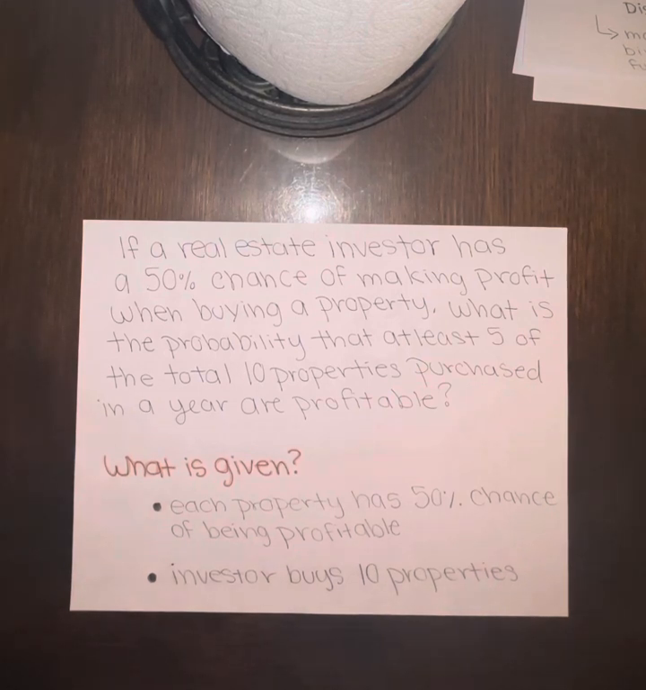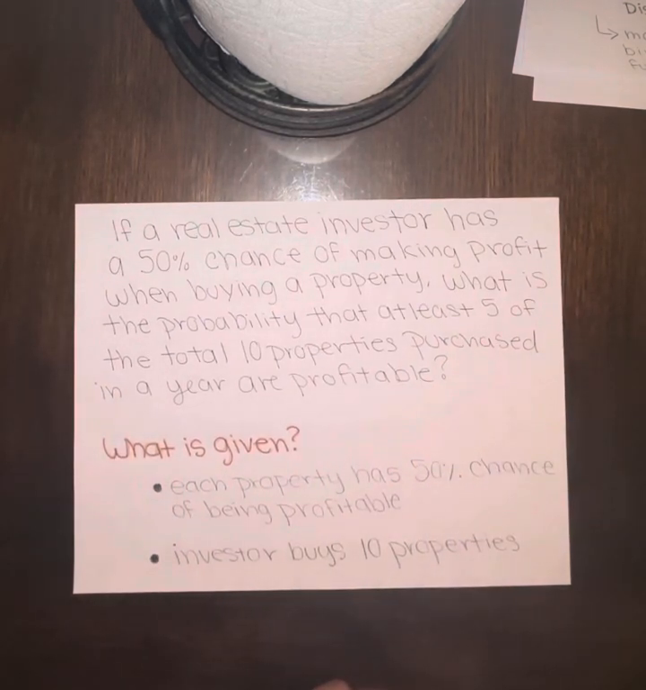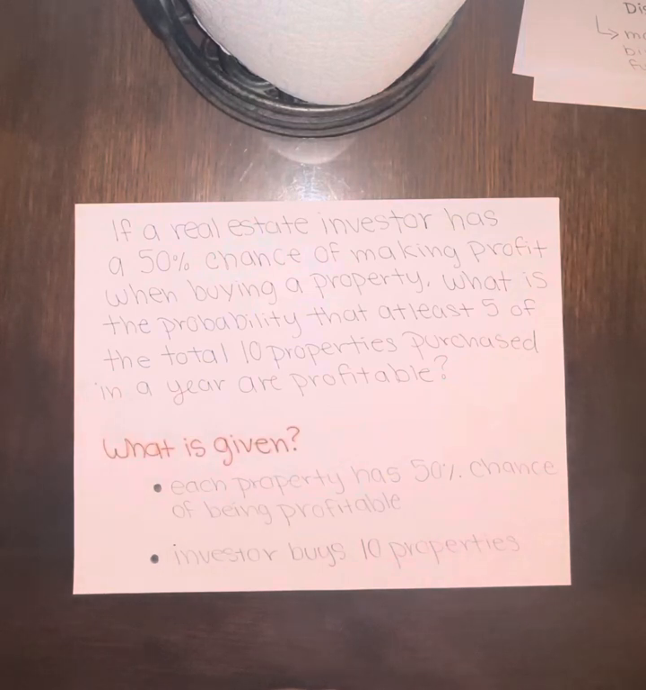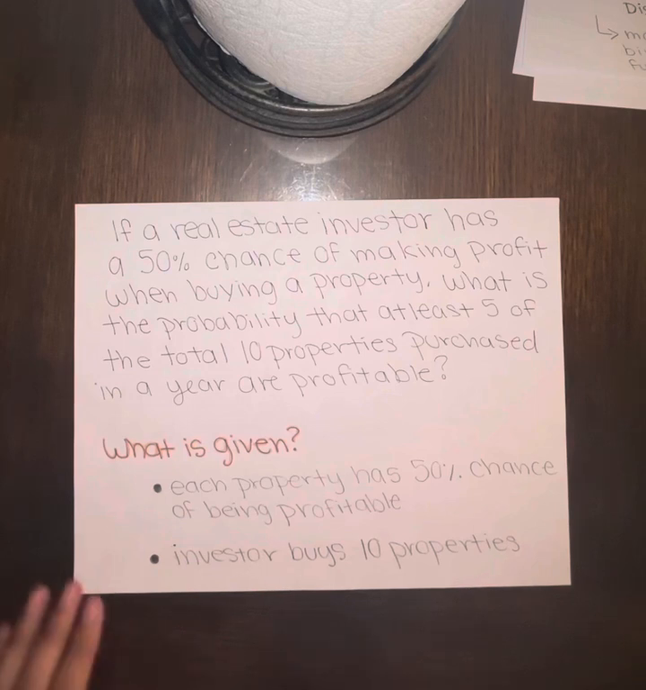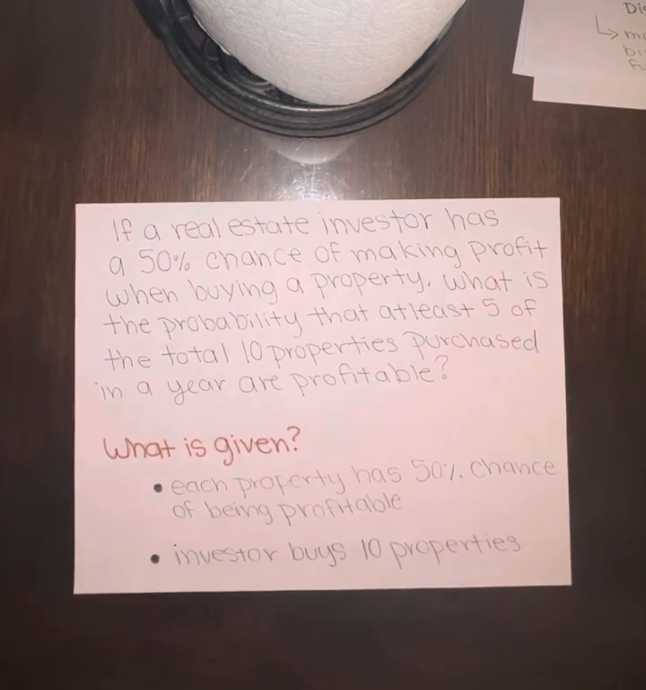So to begin with, I formulated this question here. The question is, if a real estate investor has a 50% chance of making profit when buying a property, what is the probability that at least 5 of the total 10 properties purchased in a year are profitable? So what is given in this equation? In the equation, it says that each property has a 50% chance of being profitable, and also that the investor buys a total of 10 properties.